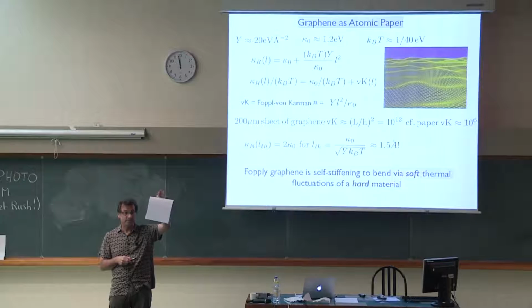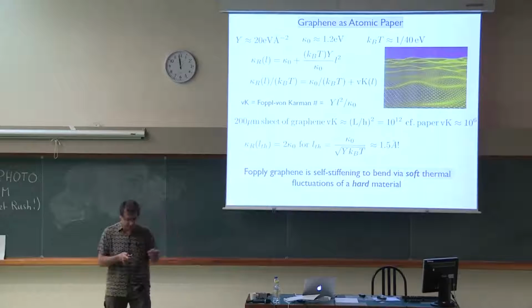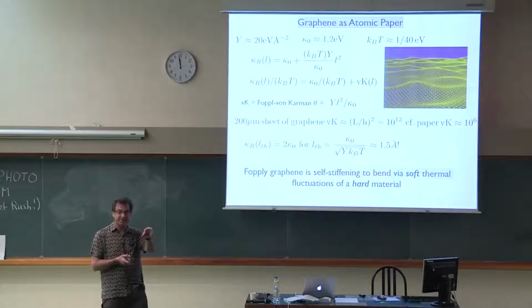So it's this hard effect in graphene that amplifies the renormalization of the bending rigidity. Paul McEuen likes to call this soft graphene. I said soft graphene is self-stiffening to bend via soft thermal fluctuations of a hard material. Graphene itself is described by 2+1 dimensional quantum electrodynamics. So I hope Claude Itzykson would have liked that nice mixture of the field theory that describes the electronic behavior of the system with the field theory that describes its mechanical properties.